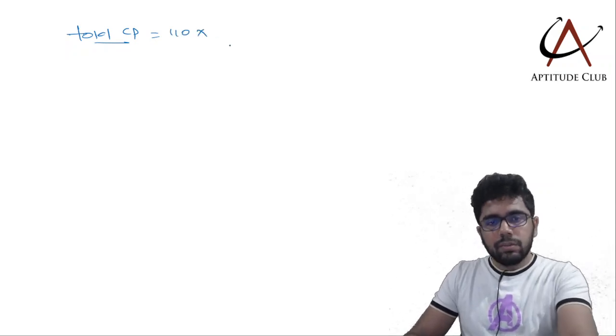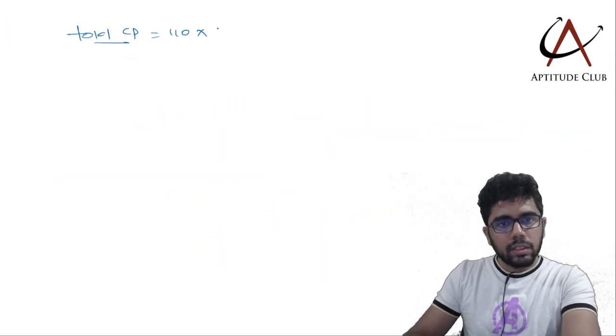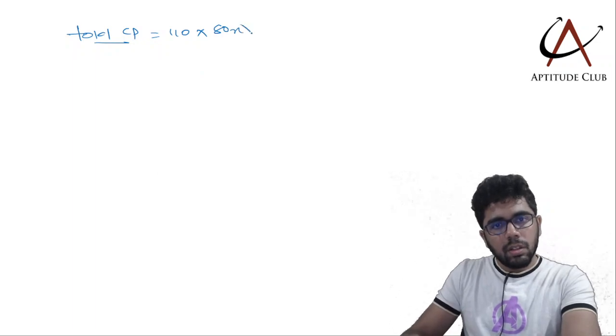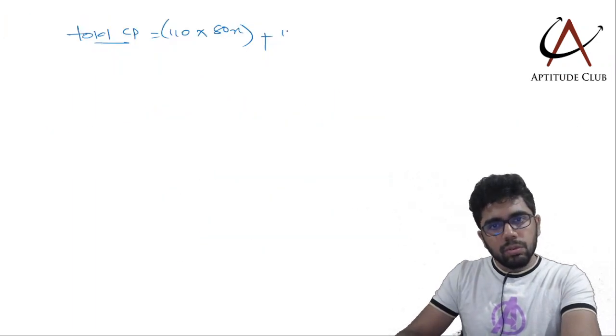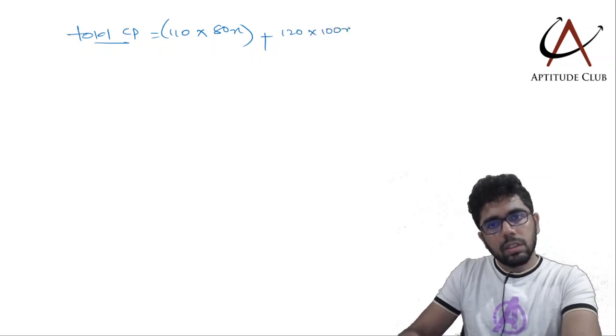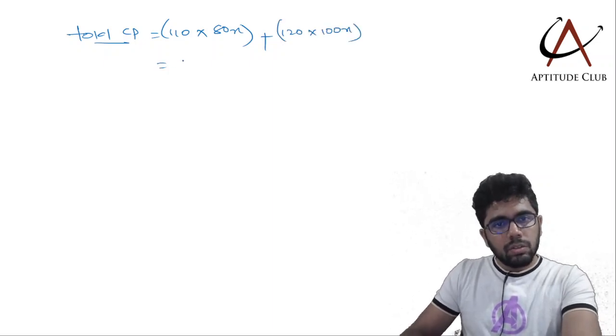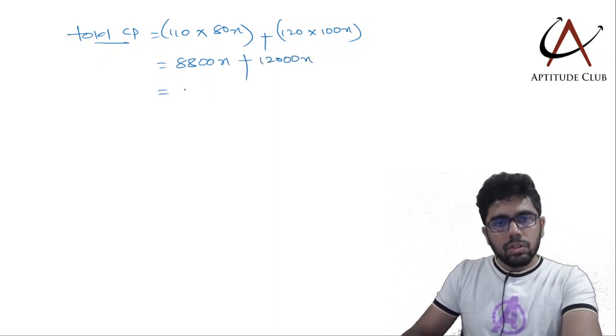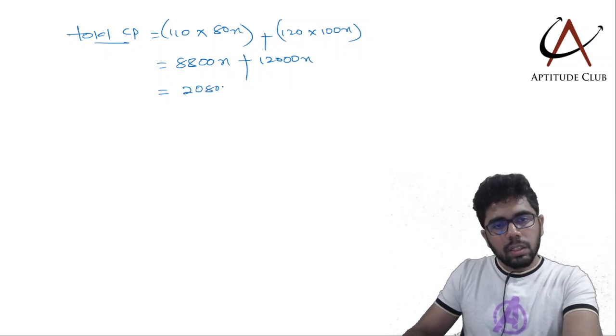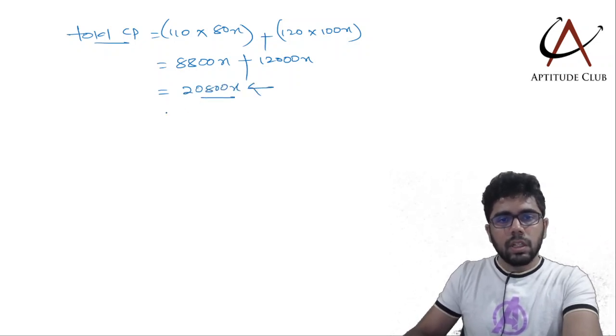110 kg of syrup at 80x and plus 120 kg of juice at 100x. So this is like 8800x plus 12,000x. So you get around 20,800x. This is the total cost price. And on this, overall 64% profit.